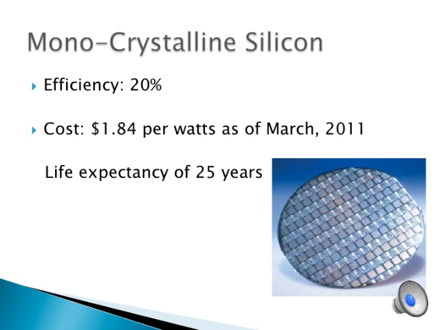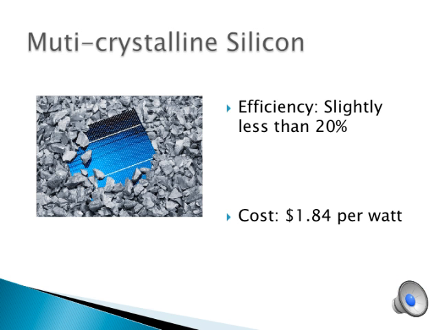Monocrystalline silicon is produced using the Czochralski process. The typical efficiency of solar cells based on monocrystalline silicon is approximately 20%. The lowest retail price of such solar cells is $1.84 per watt as of March 2011. The typical life expectancy of the solar cells made up of single crystalline silicon cells is approximately 25 years.